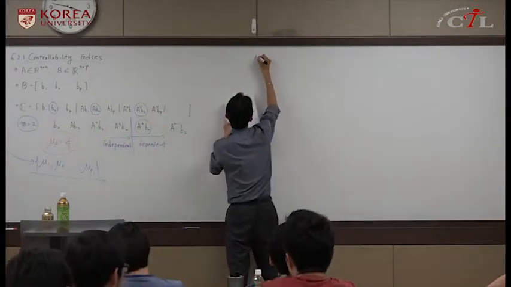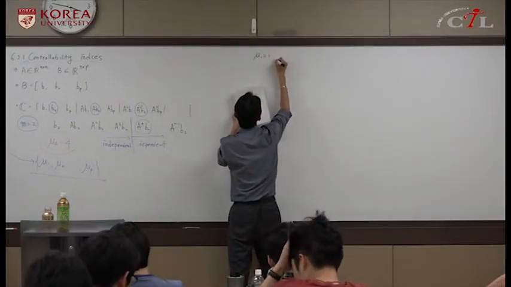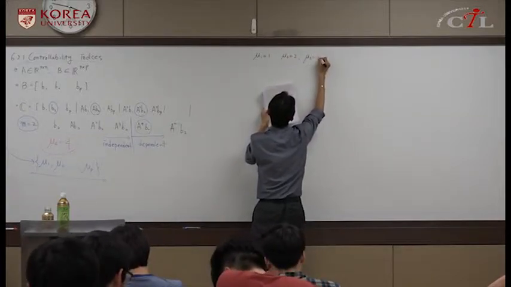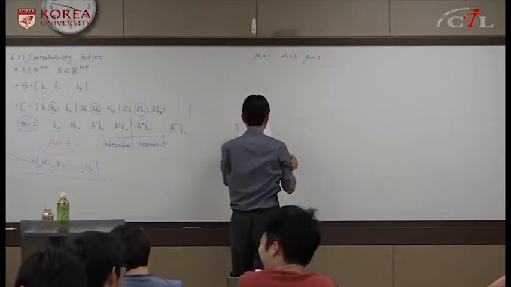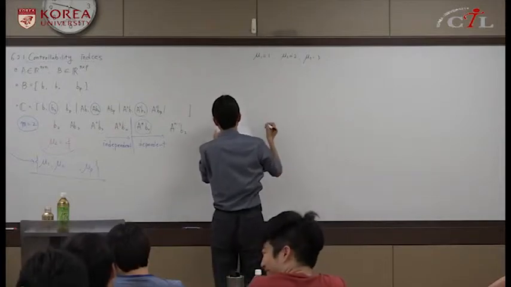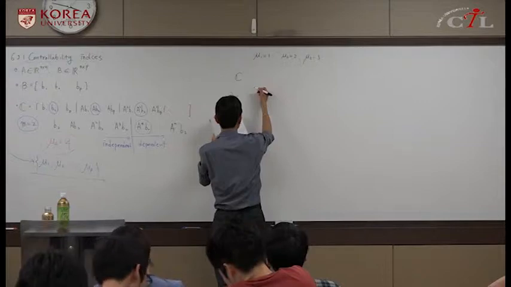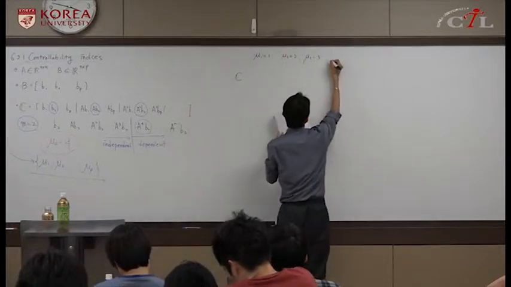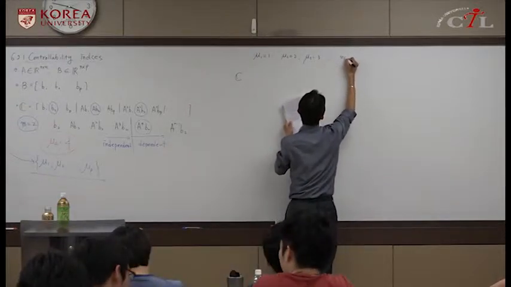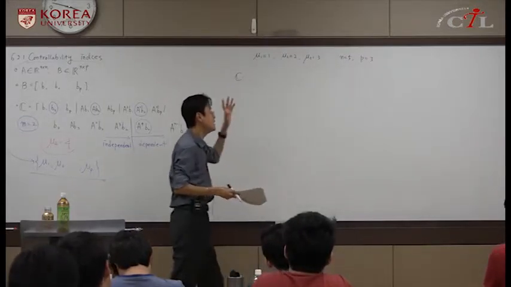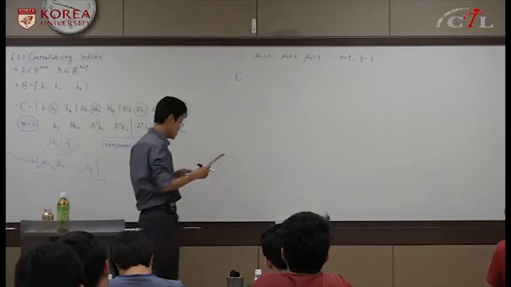Okay, controllability indices is, for example, mu1 is 1, mu2 is 2, mu3 is 3. And if I write it, let's say that n is 5, and let's say the p is 3. So given 5 states, we have 3 control inputs.